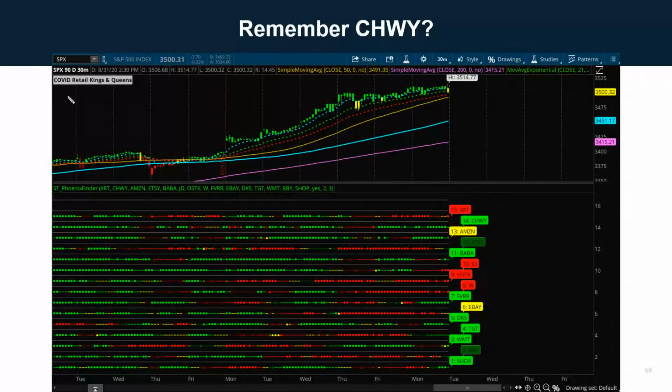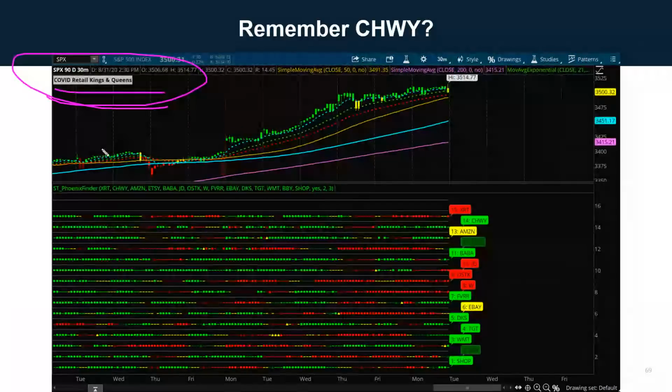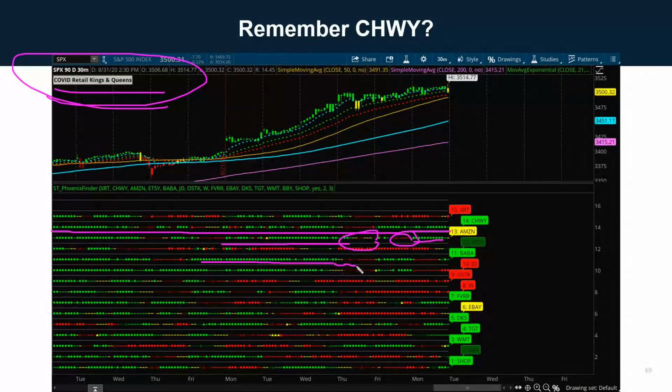Here's a couple different ways that I customize it. So here's my grid called the COVID Retail Kings and Queens. We talked about this earlier on in the presentation about how there's retail losers and retail winners, right? Well, Chewy, look at who has the most green. Amazon, green, green, green, green, green. Oh, here's a buying opportunity. Here's another buying opportunity, green. Okay, we have Alibaba. Green means go, red means no. Wait till pull back, yellow, boom, things are changing and off you go.